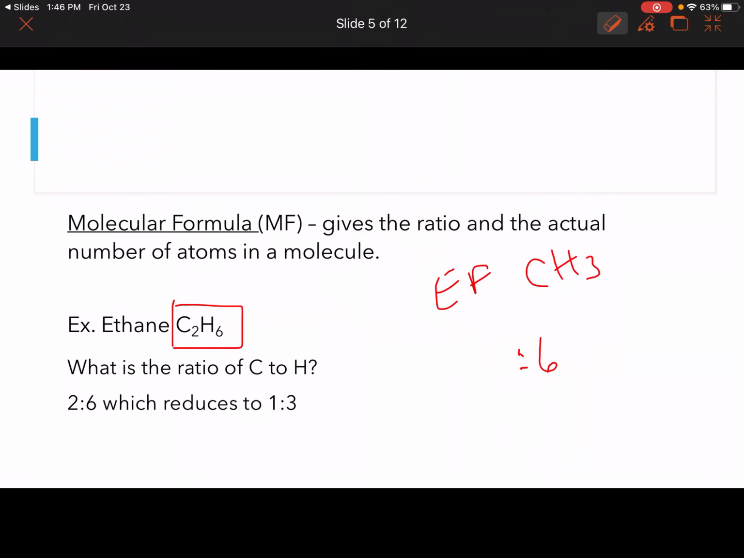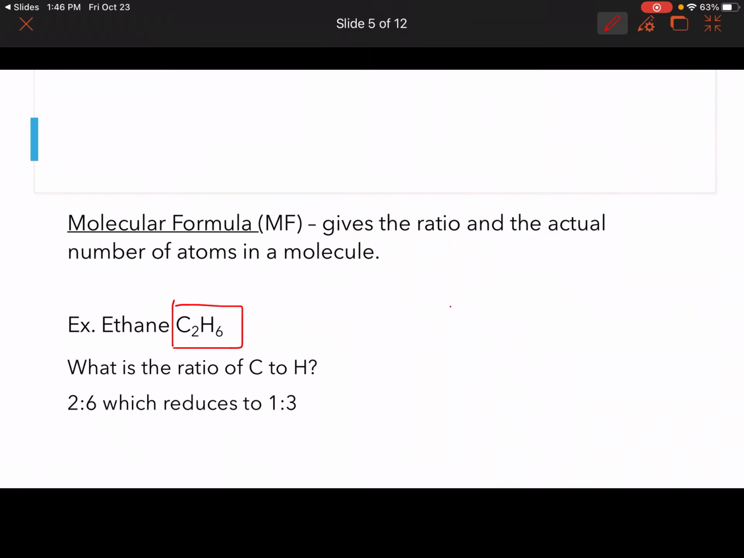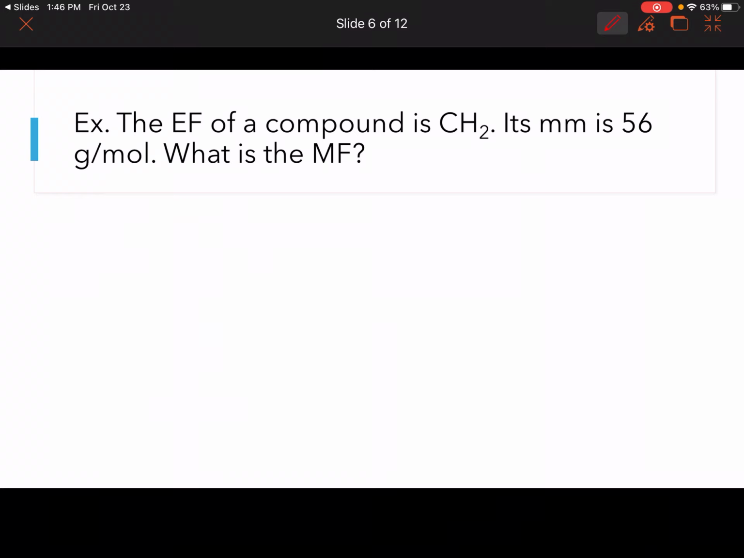They've got the same ratio, but different actual numbers of molecules. So in this particular case, the molecular formula is 2 times the empirical formula. That's not always true, that number can change, but this is the number that we're after when we're doing these problems. So how are the molecular formula and the empirical formula related? Okay, so we're going to figure that out here.